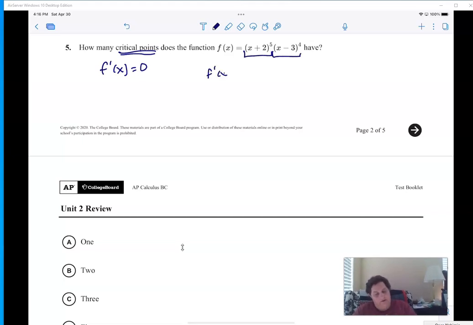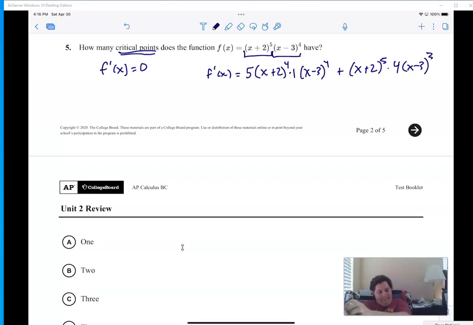Okay, this is a product rule. I'm going to go derivative of the first, and then it's a chain rule. It's just times 1, times the second, plus the first, times derivative of the second. Okay? Derivative of the first, second, and then first, derivative of the second. That's also times 1 for chain rule.